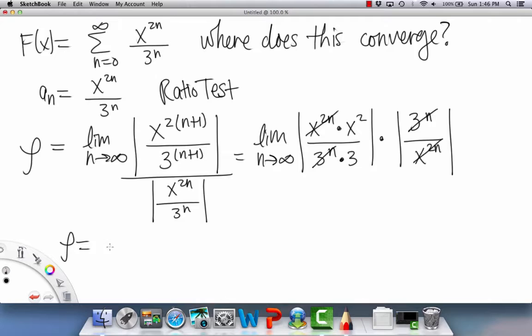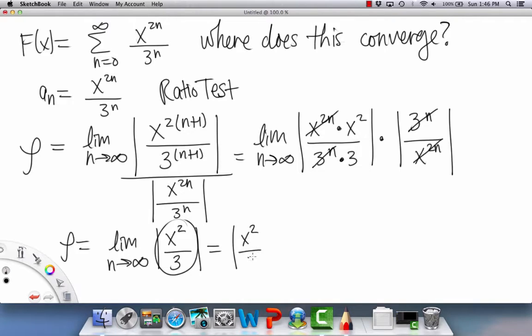So rho equals the limit as n goes to infinity of x squared over 3. And as you see, we don't even have n's anymore, right? So technically this is going to be a constant, and the limit as n goes to infinity is just going to be this constant, x squared over 3. Okay, so now what we can do with this is rho equals the absolute value of x squared over 3.